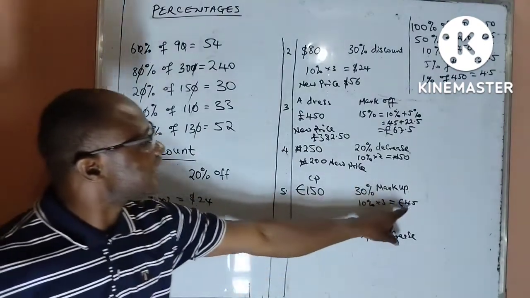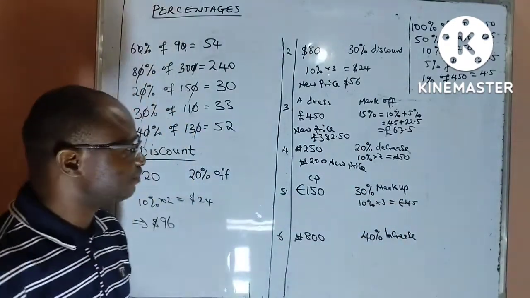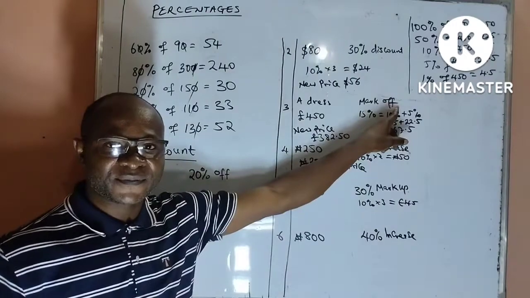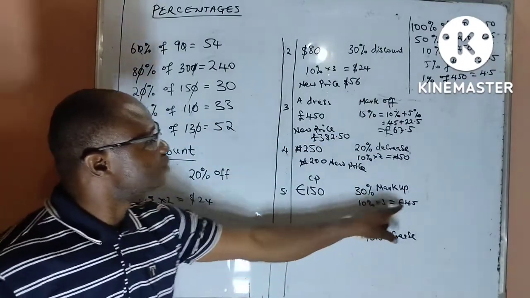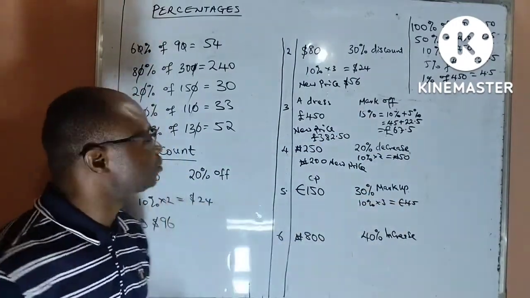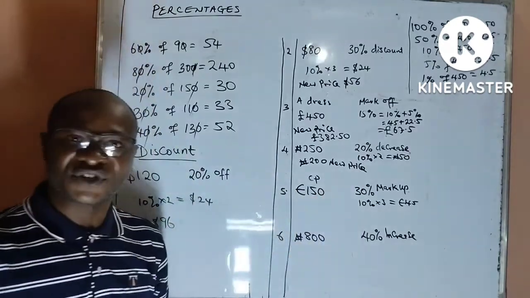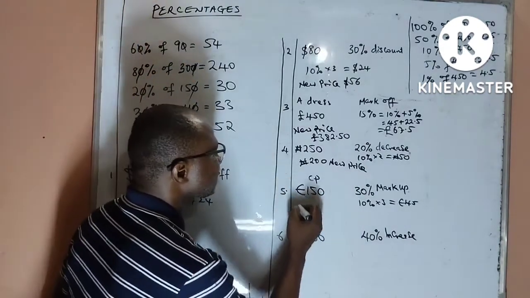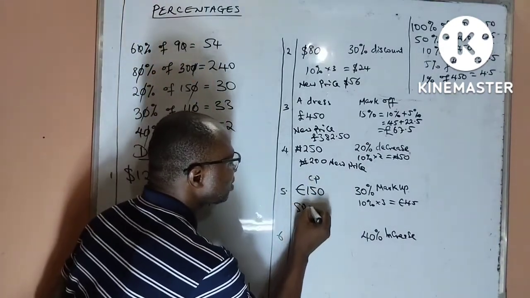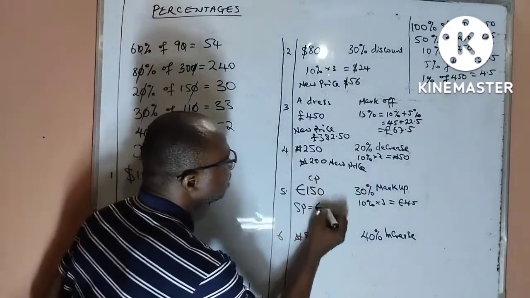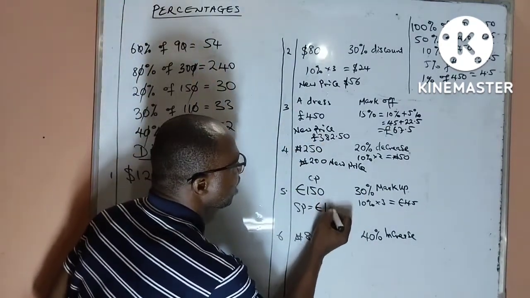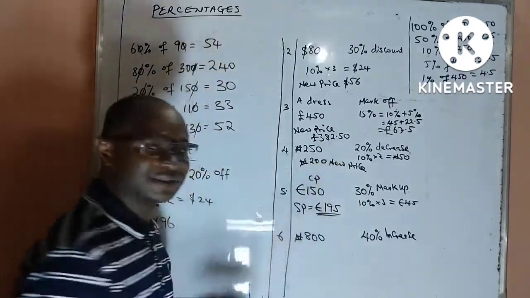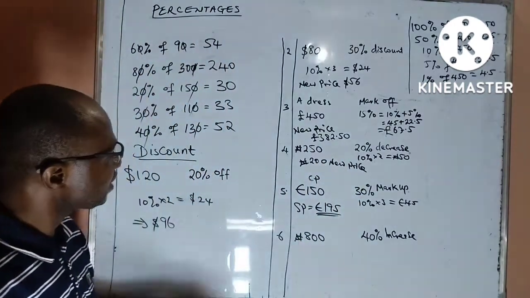So therefore, I am going to add the markup. This is not a discount. Alright? So I am going to add 45 euro to 150 euro. And that is going to give us the actual selling price of the item to be 195 euro.